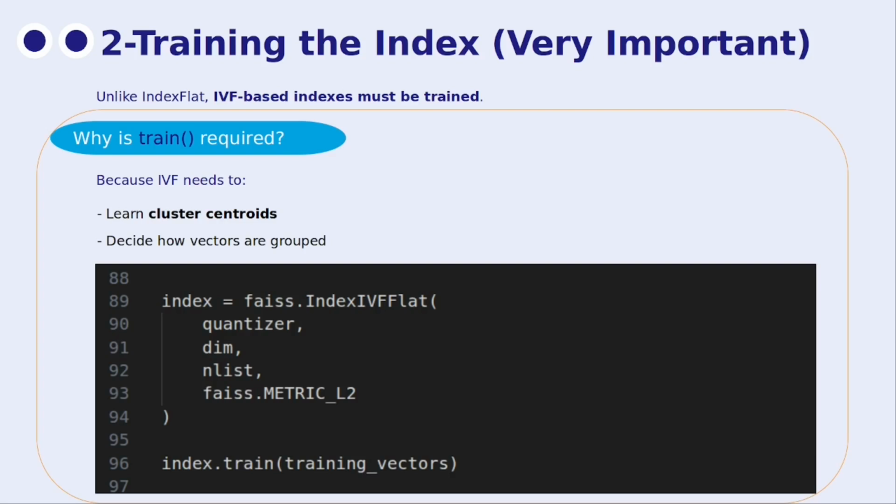Training the index, very important. Now we talk about something many beginners miss: training. Why is training required? IndexFlat does not need training, but IVF-based indexes do. Why? Because FAISS needs to learn how your data is distributed. It needs to learn cluster centers. Think of training as teaching FAISS about your data. Mental model: before training, FAISS is blind. After training, FAISS knows where vectors usually live.